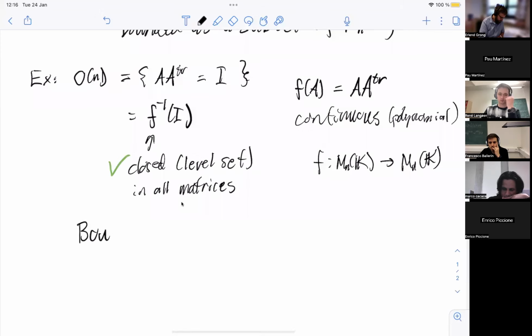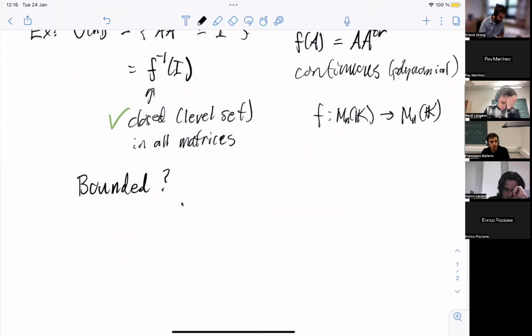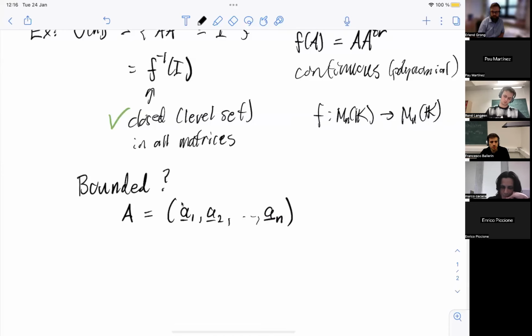So that's the first part. What we need to show in order to show that it's compact is that it's bounded. The simplest way to do this here is to use that if we have an orthogonal matrix, then its columns are an orthonormal basis.